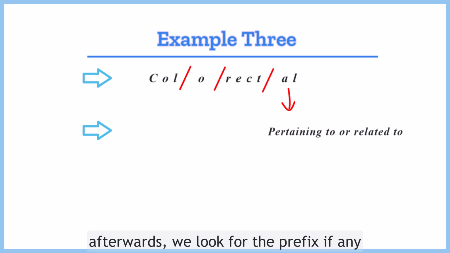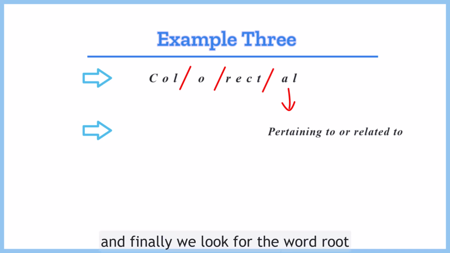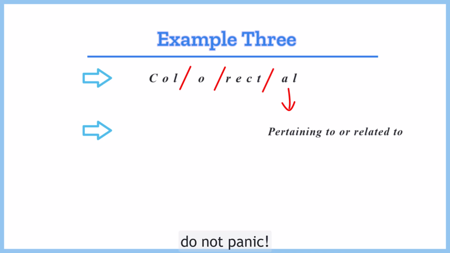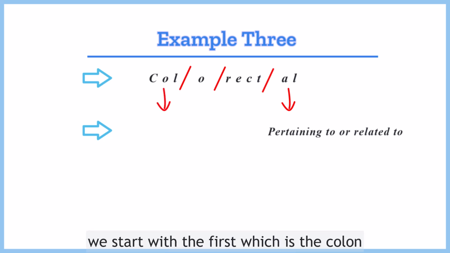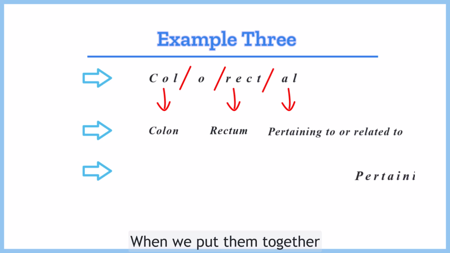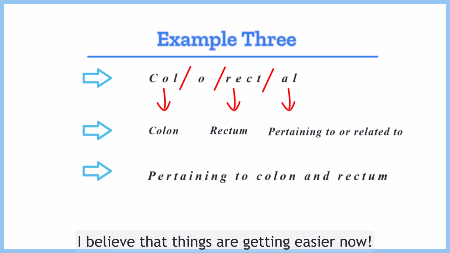Afterwards, we'll look for the prefix, if any. It's not there. And finally, we'll look for the word root. In this example, we have two. It is okay, don't panic. We start with the first, which is the colon, then the second, which is the rectum. When we put them together, we come up with pertaining or related to colon and rectum. I believe that things are getting easier now.